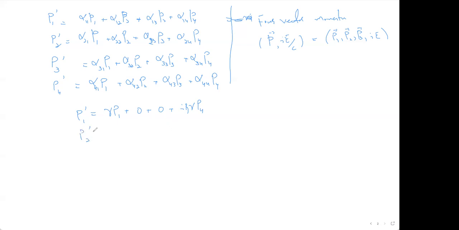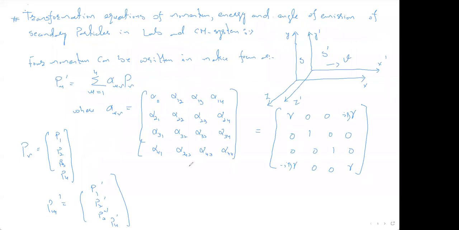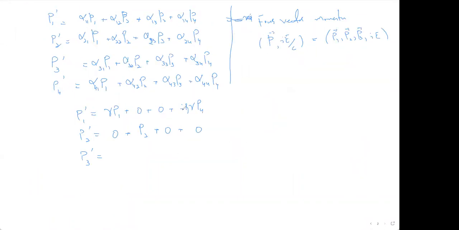Similarly, what will be P2 dash? P2 dash will be equal to alpha 2 1 is 0, plus this is 1 into P2, plus 0 plus this will be 0. This is plus i beta gamma P4, not minus. Similarly for P3 dash, alpha 3 1 is 0, so it will be 0, this will be P3, plus this will also be 0.